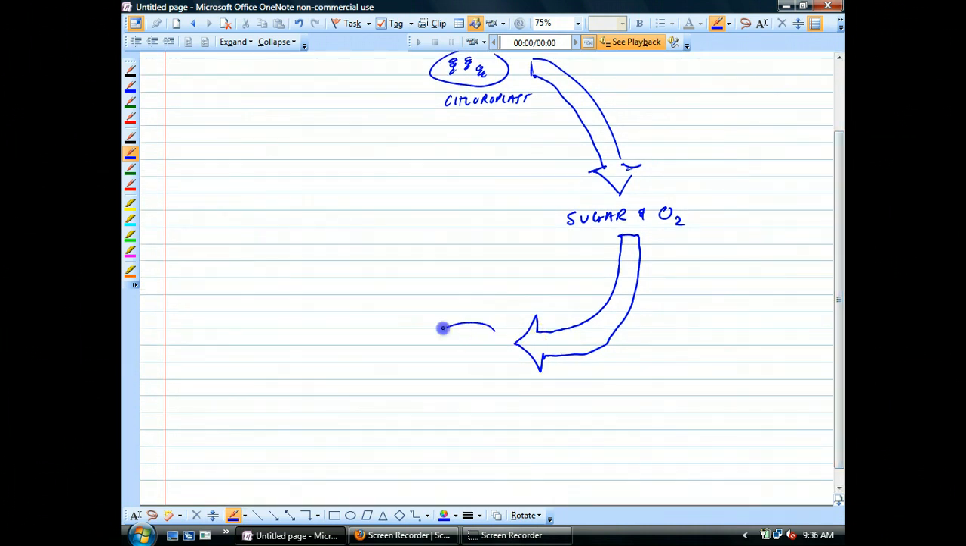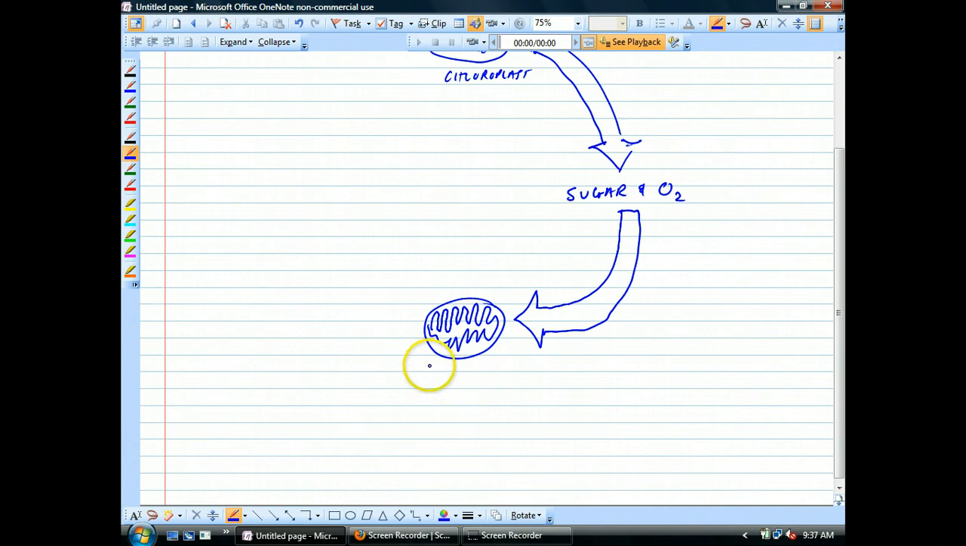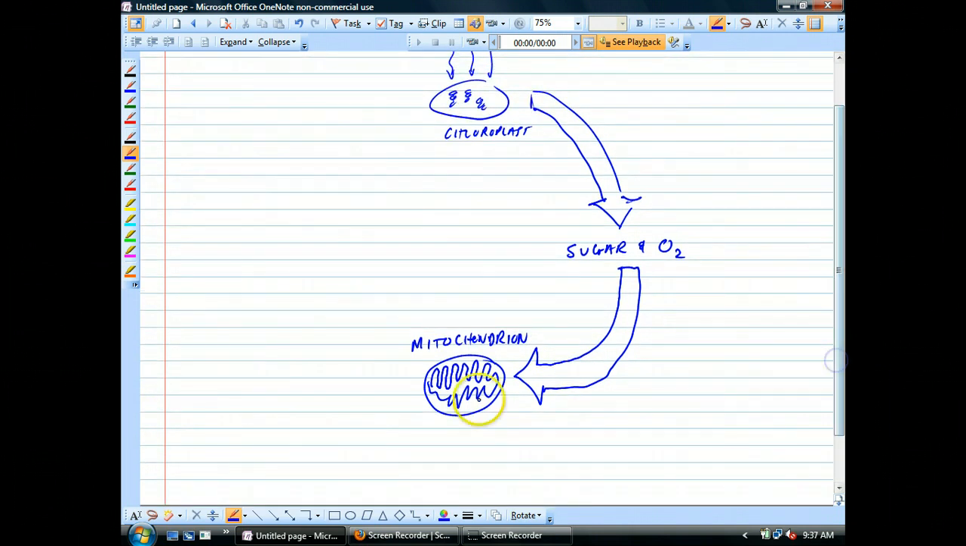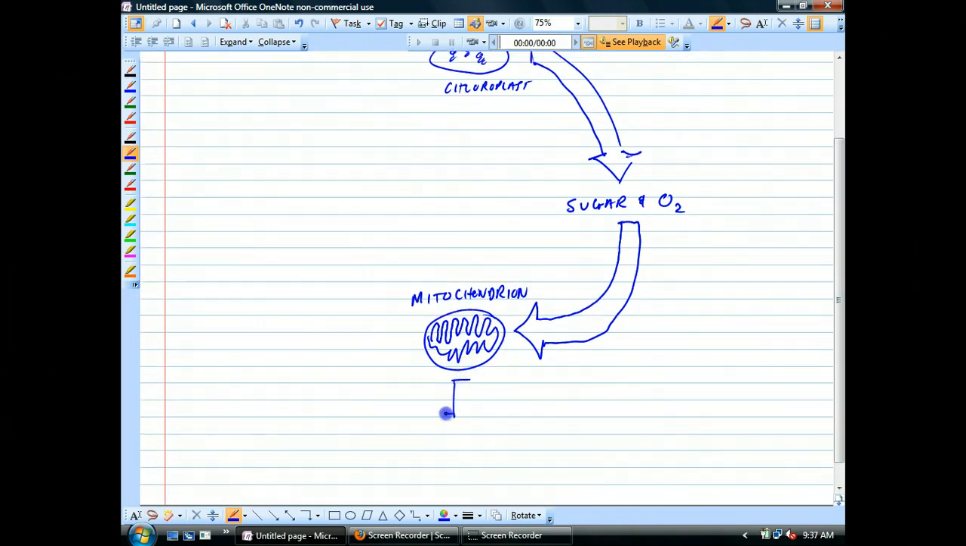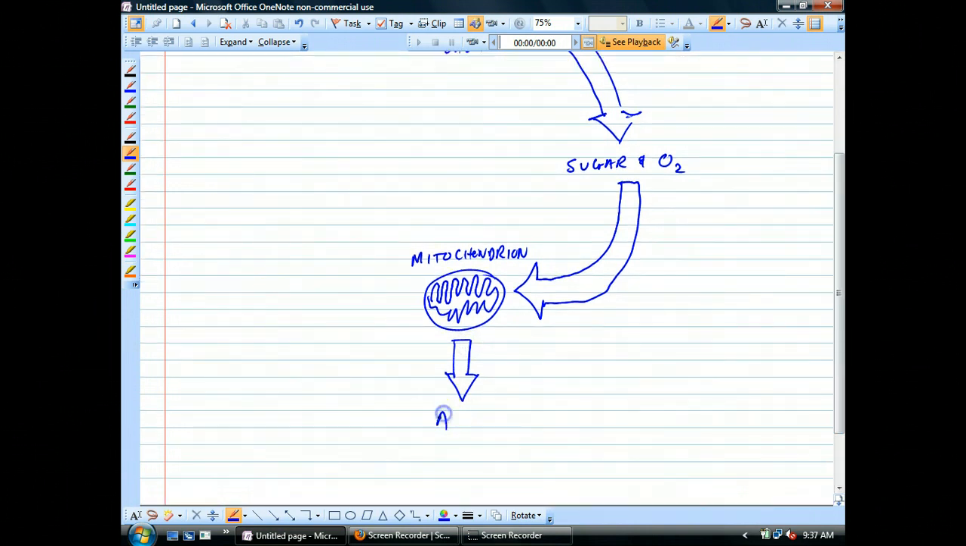The sugars and the oxygen go into our other little buddy that lives in our cells. That is the what? Mitochondrion. All right. Now the mitochondrion makes ATP, right? And the ATP is used to power the cells. We'll say it powers most cellular work. Again, I already drew this, but I'm doing it again because it's worth emphasizing.